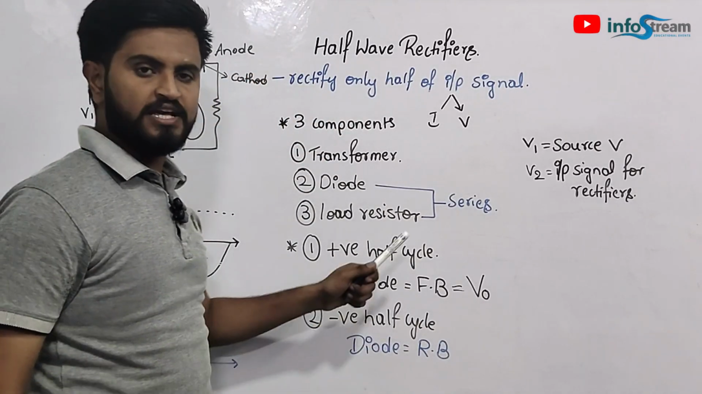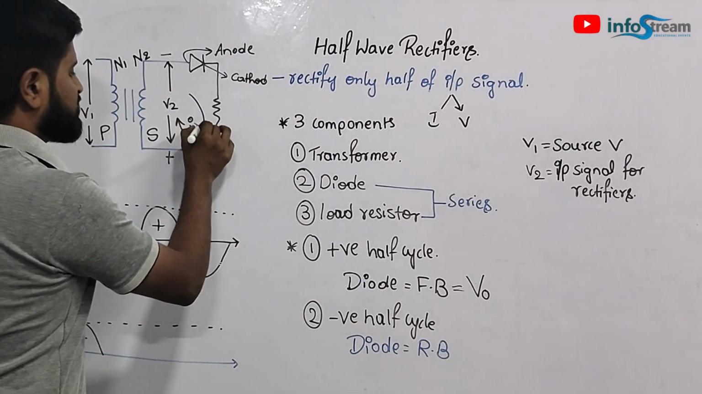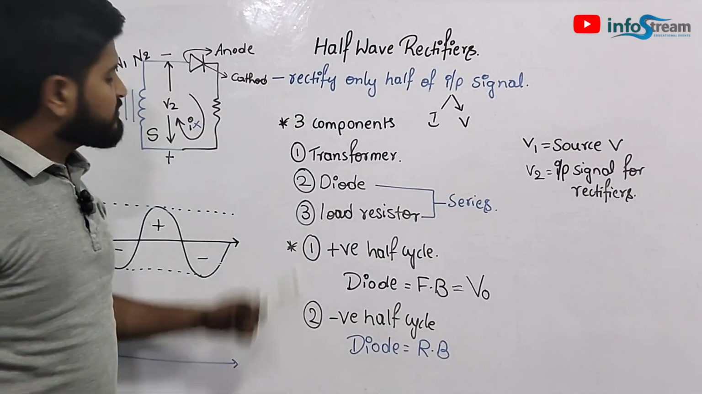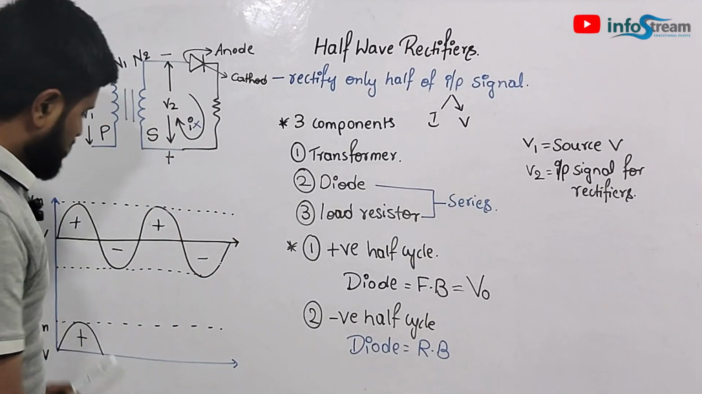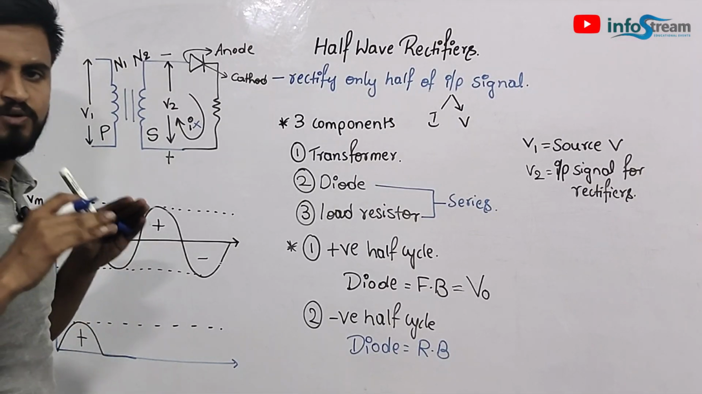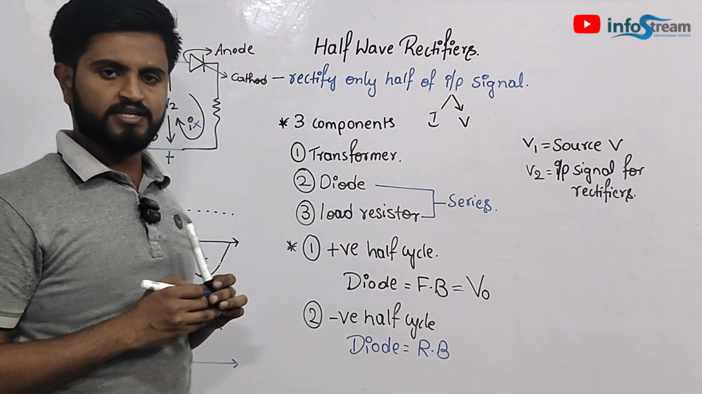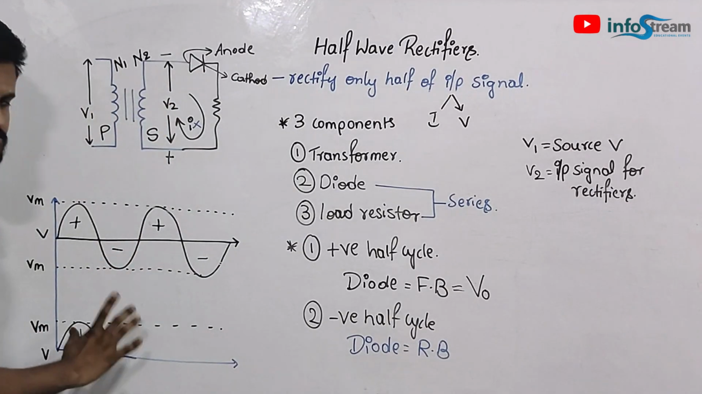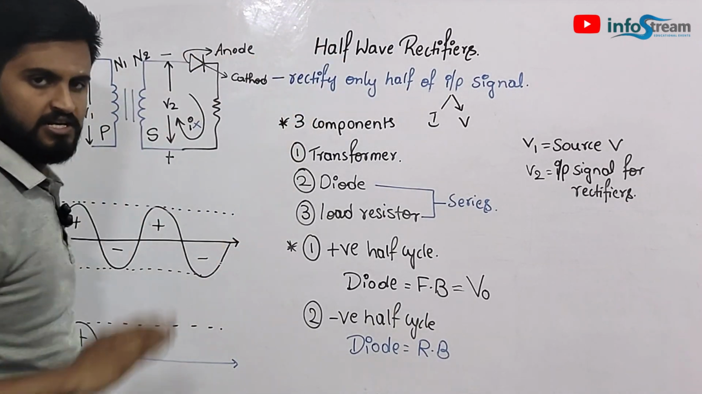Since the diode is in the reverse bias condition, there will be no generation of current. Since no current is generated, we will not get the output voltage, that is, the output voltage will be nullified. That is, the negative half cycle is not rectified by the half wave rectifier.